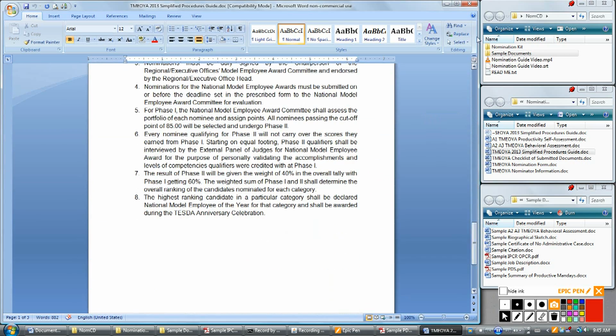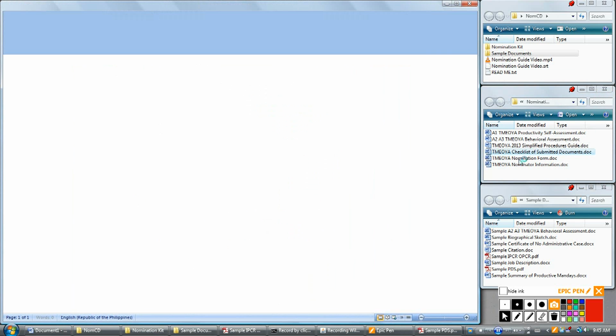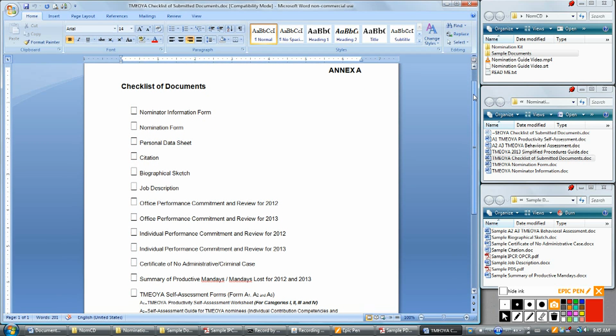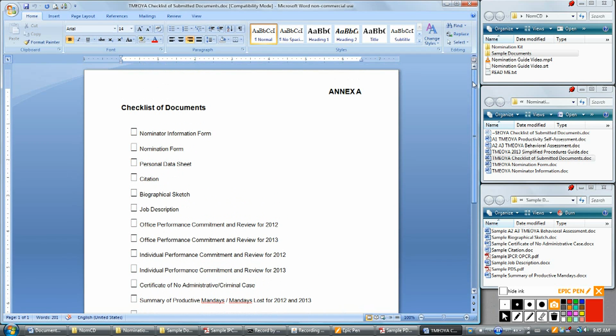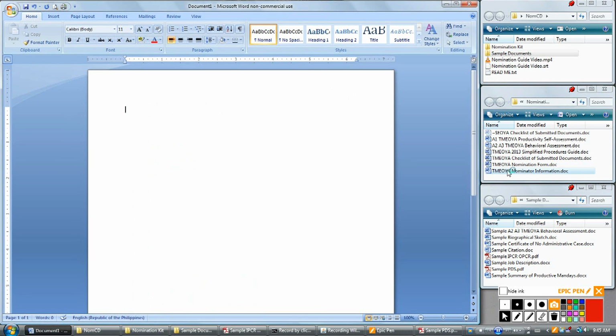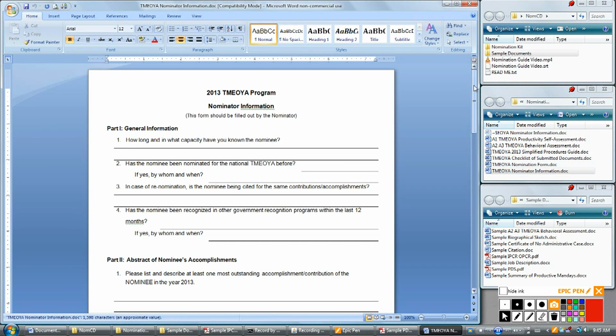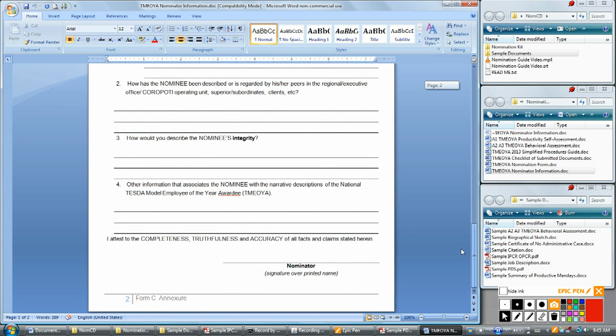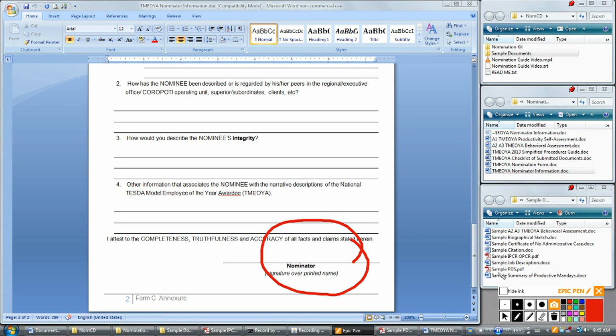Next is the checklist of submitted documents. Listed here are all the documents that should be included in the nomination folder. The nominator information form should be filled out by the nominator. Please make sure that all items are filled out and that the name of the nominator and his or her signature is placed at the end of the form.